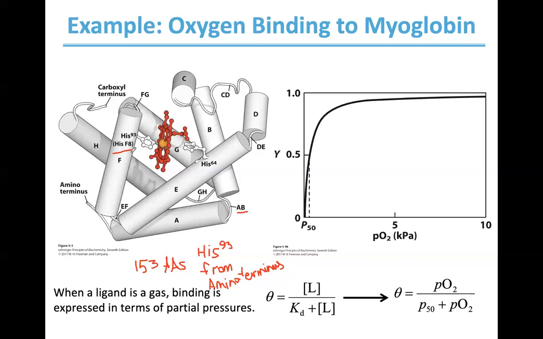And so here we're going to modify our mathematical expression, since this was just for solution. Since oxygen is actually a gas, we're going to put in the partial pressures instead of the ligand concentration. And this P50 is the partial pressure of oxygen at which half of the binding sites of myoglobin are occupied with oxygen. Does that make sense?